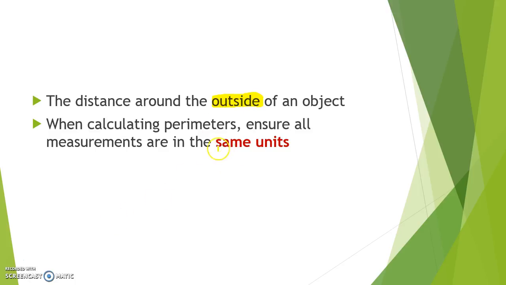The big key that we need to remember is that we need to be in the same units. You can't work with mixed units. You can't have centimetres for one side, metres for another, and millimetres for a third. It has to all be the same units, which is why we learn about unit conversions, to make sure we have it all in the same unit so we can calculate it correctly.